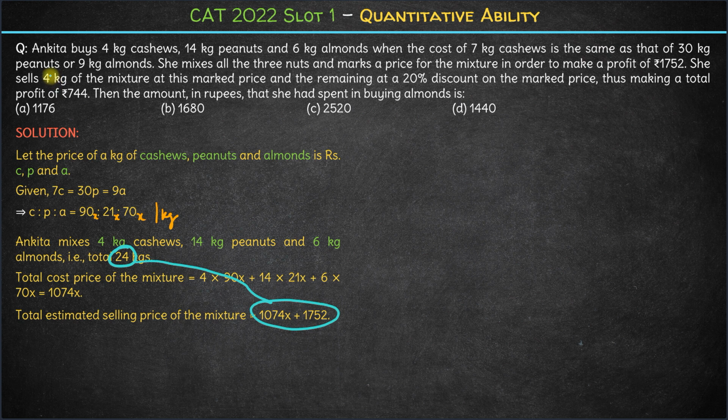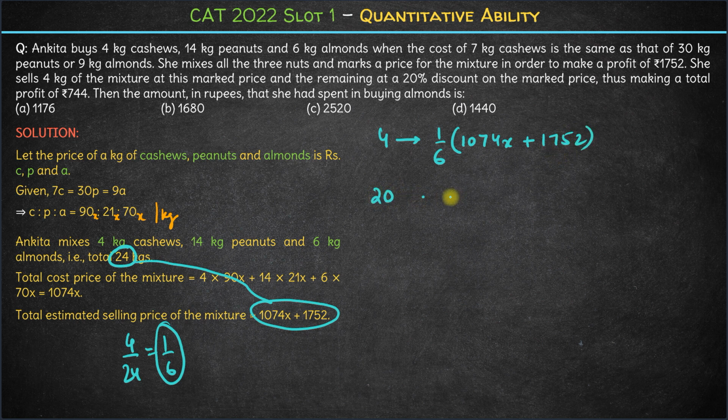Now what she does is she sells only 4 kgs of this mixture at the marked price. Now if this was the total price for 24 kgs, what would have been the price for 4 kgs? 4 out of 24, that is 1/6. 1/6 of the total quantity is being sold at the marked price. So the price for 4 kgs will be 1/6 of this price for 24 kgs. So the 4 kgs will be sold at what price? 1/6 of 1074x plus 1752, right?